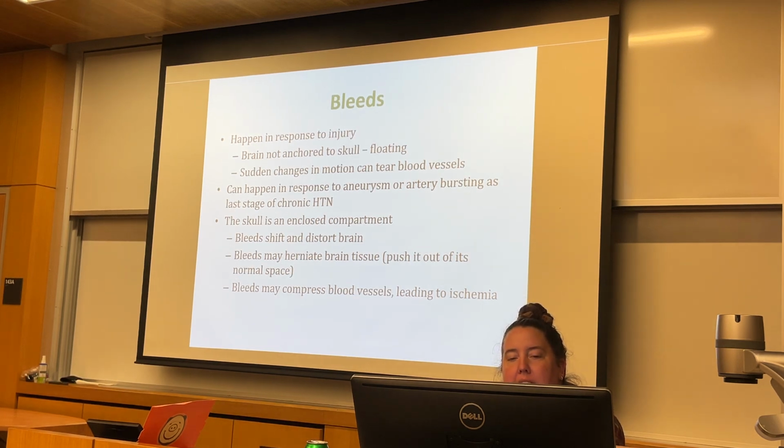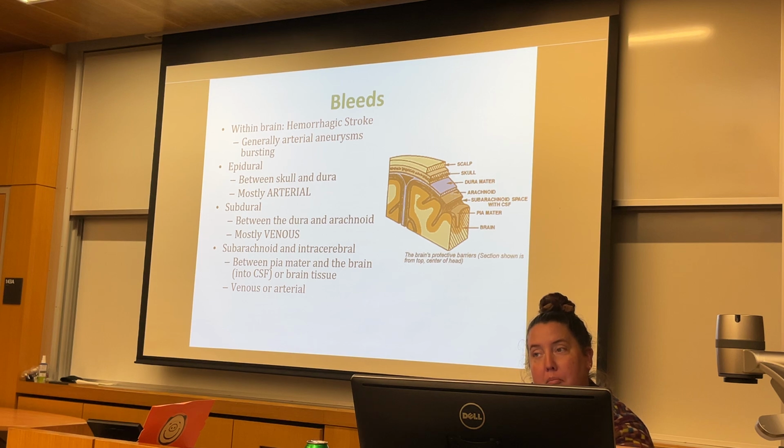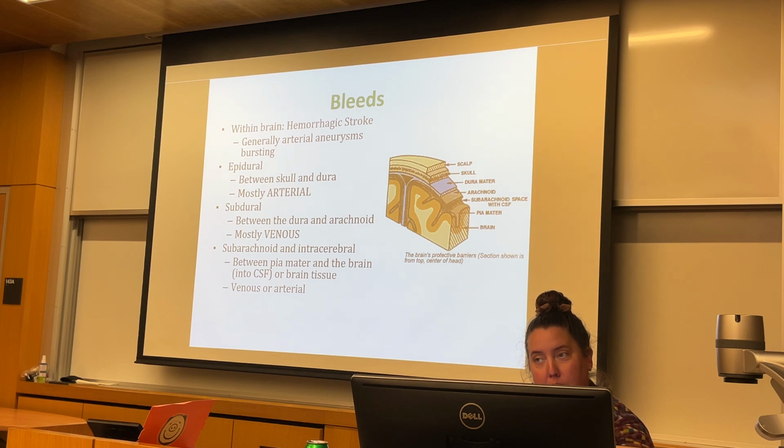Brain bleeds. Important slide. This is on the exam. Okay? Important slide on the exam. Yes? Do we need to know the specific location of it, or just like if it's arterial? No, well, so if I tell you that your patient has a bleed between the dura and the arachnoid space, you need to know whether it's most likely a venous bleed or an arterial bleed.